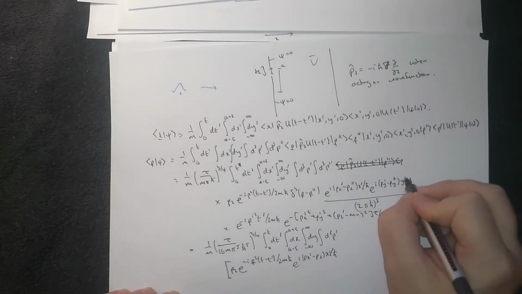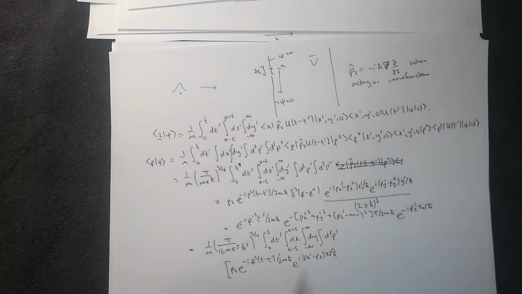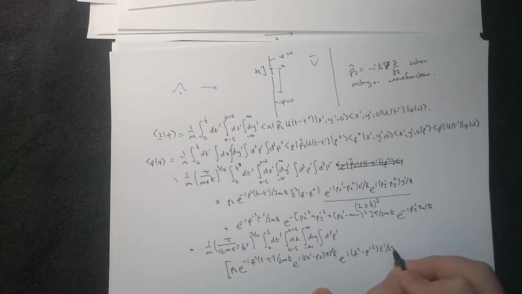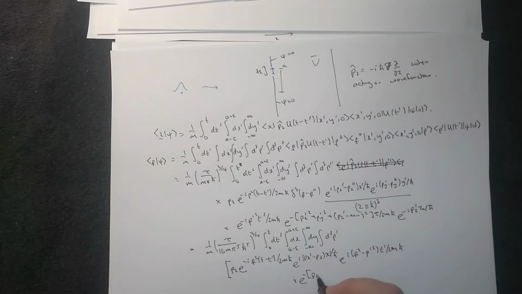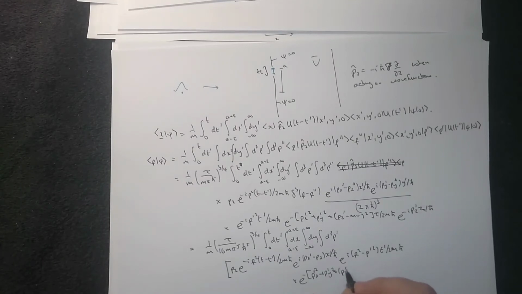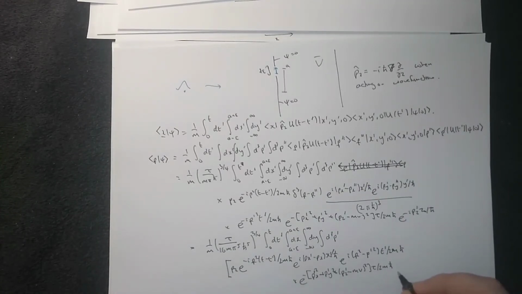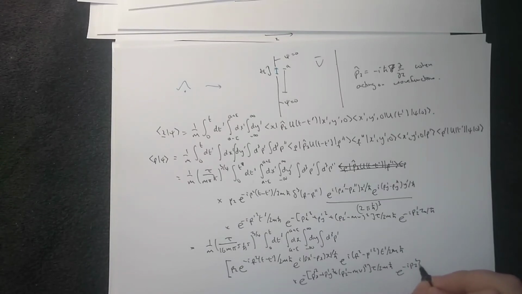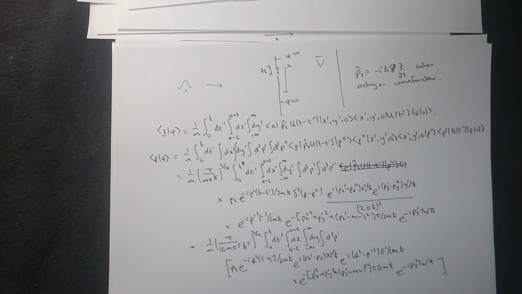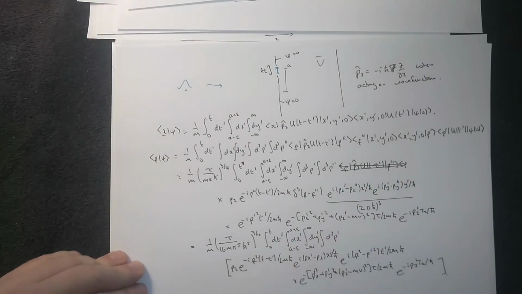Those should have primes on them, by the way. They corresponded to those things there. e to the i (p squared minus p prime squared) t prime over 2m h bar, times e to the minus (px prime squared plus py prime squared plus (pz prime minus mv) squared) over 2m h bar and an e to the minus i pz prime z naught over h bar. Those should have primes on them as well.